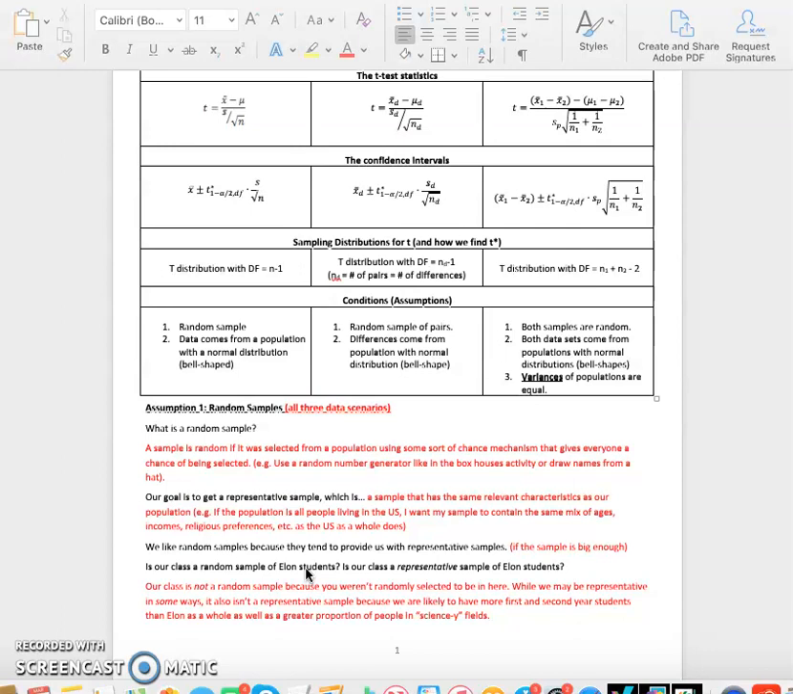And so it's likely that our class probably has more first and second year students than Elon as a whole. We probably also have a greater proportion of people in science type fields. We have a lot of people from biology and psychology and stuff like that in this class. And so this would not be a good sample to use to necessarily learn something about Elon as a whole. If we wanted to do that, we would need some way of getting people at random. So maybe drawing student ID numbers from a random number generator or something like that.